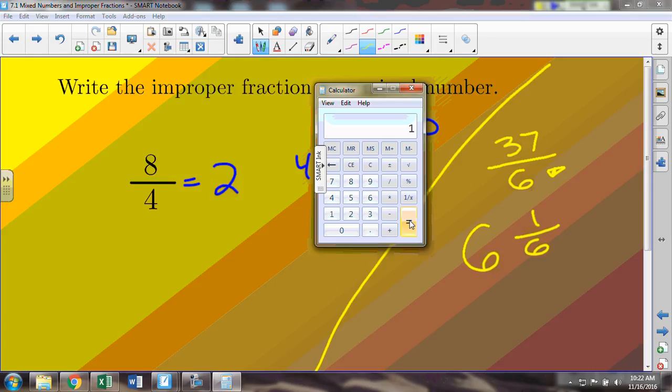Ultimately, you would have some options available to you. If you are allowed to use a calculator, you can use this technique. If you're working on something where you're not allowed to use a calculator, you'll have to know how to do the long division. It just depends on what you're allowed to do.